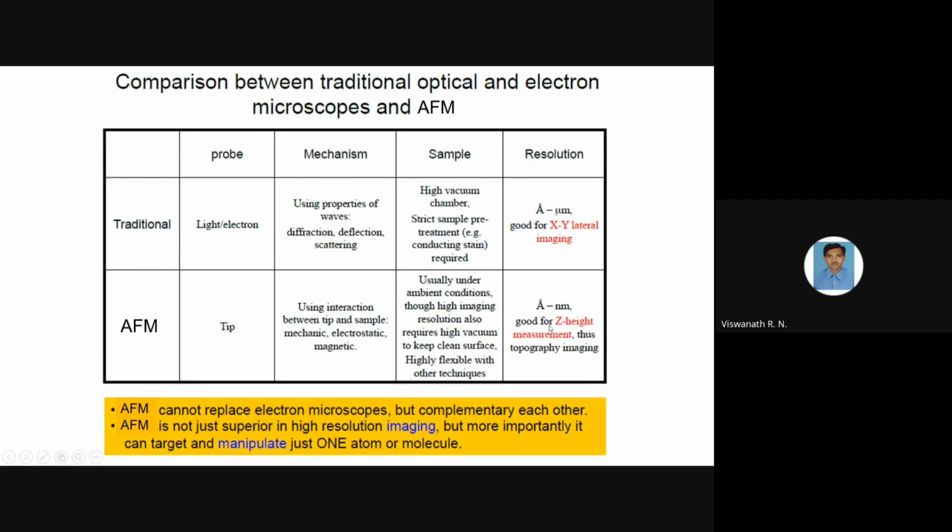And also the height information, the height of the sample or the height of the structure, you can easily trace from there. AFM cannot replace the electron microscope in general, but they are complementary. AFM is not just superior in high resolution imaging, but more importantly, it can target and manipulate just one atom or molecule.